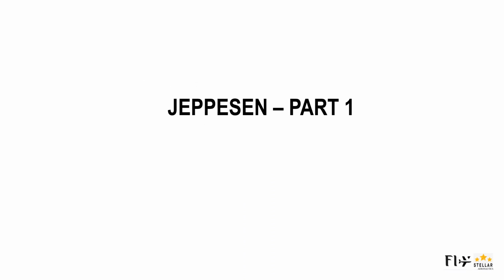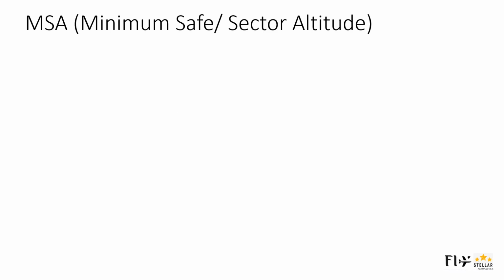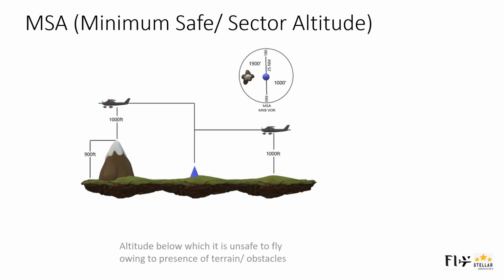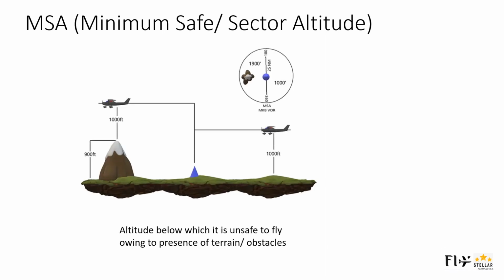In Jeppesen Part 1, we will be studying about altitude regulations. First is MSA, which is minimum safe altitude or also called as minimum sector altitude. It is the altitude below which it is unsafe to fly owing to the presence of terrain or obstacles.